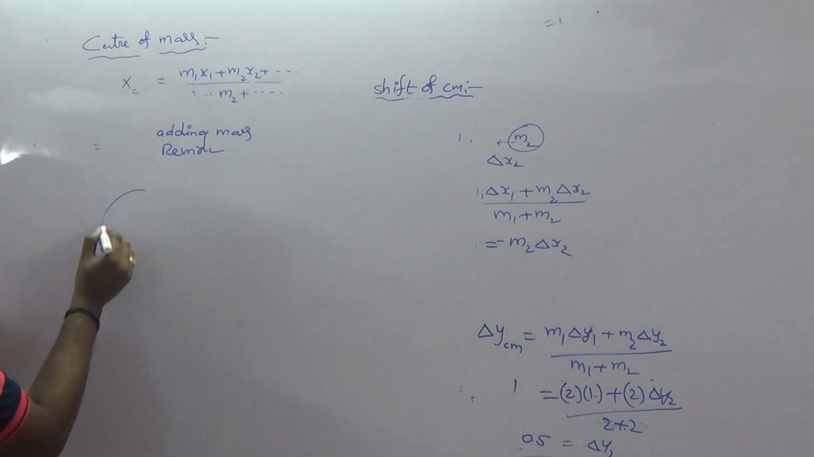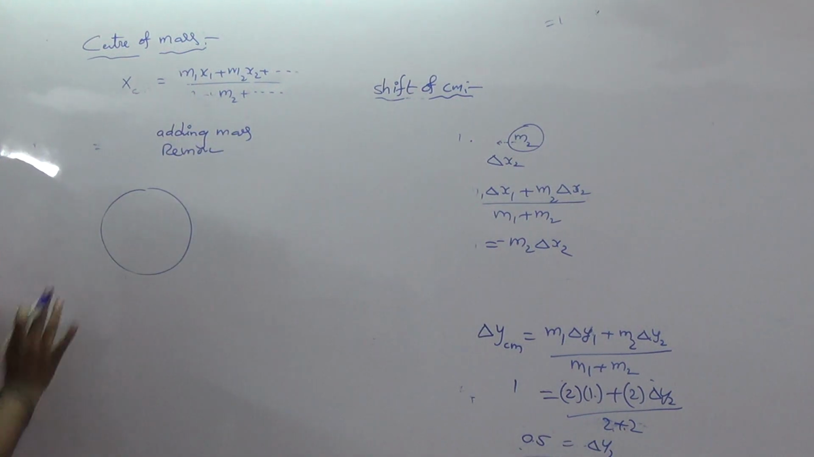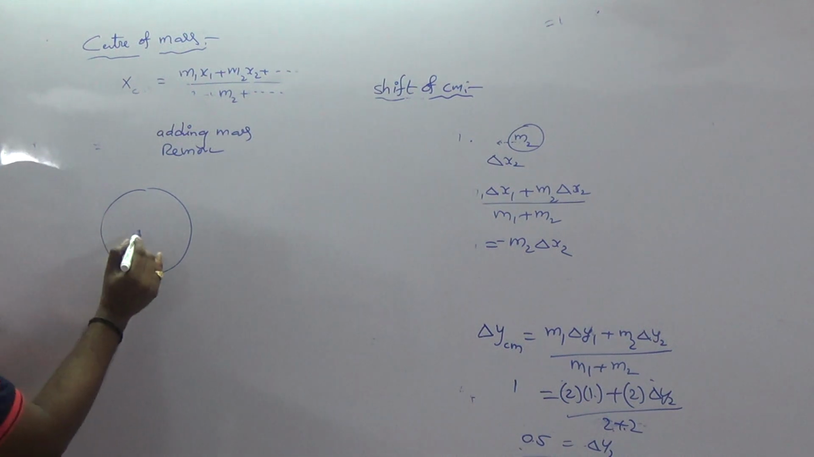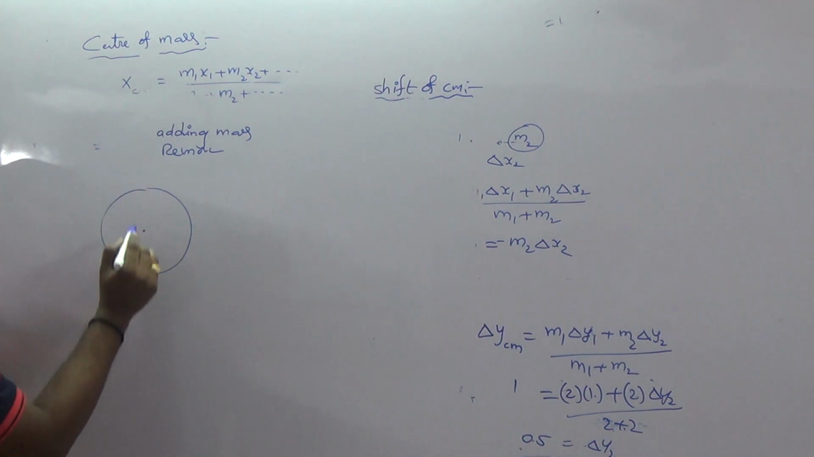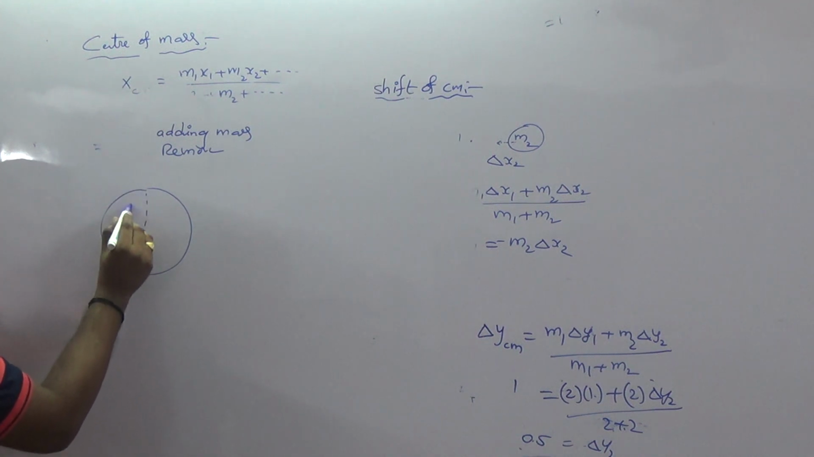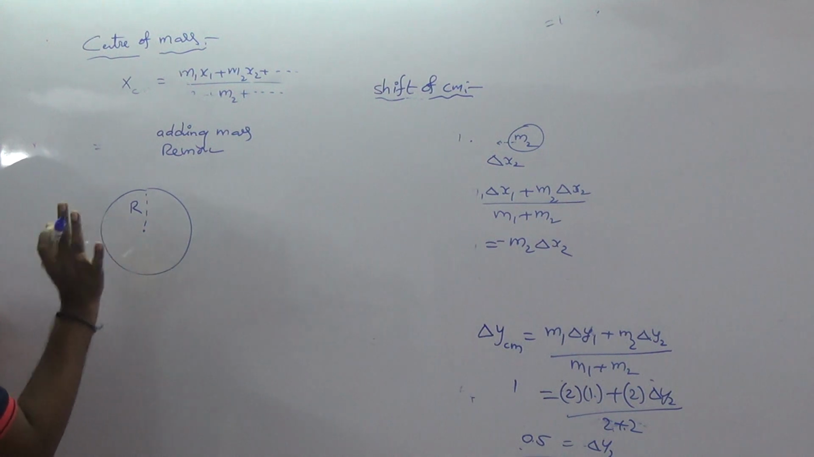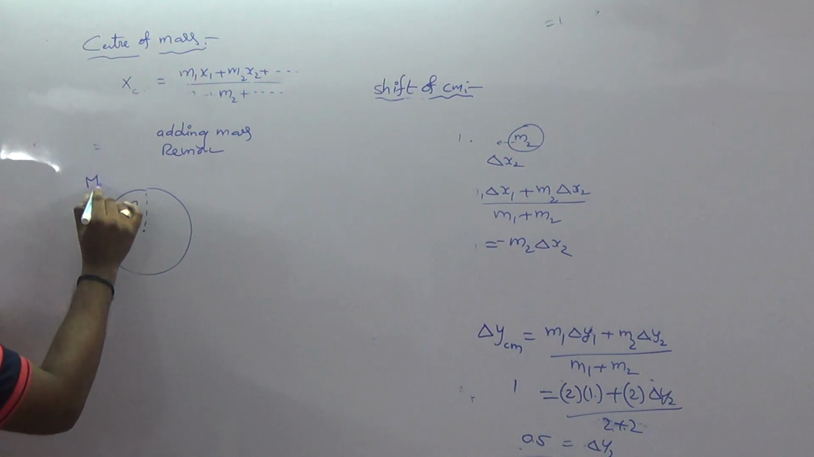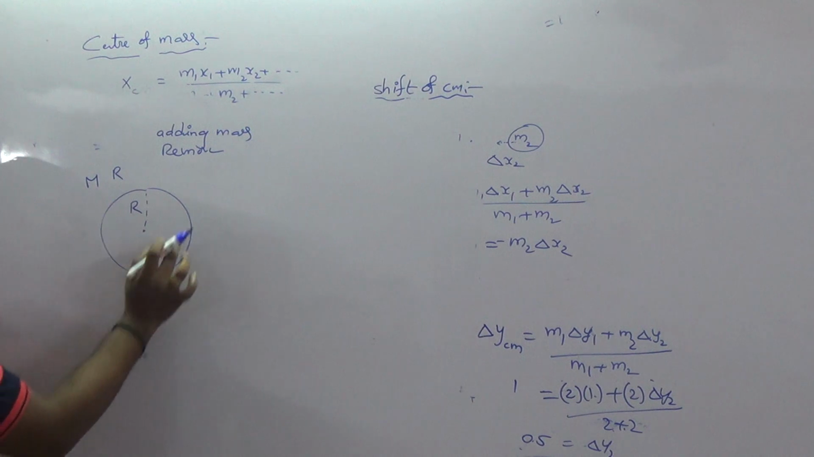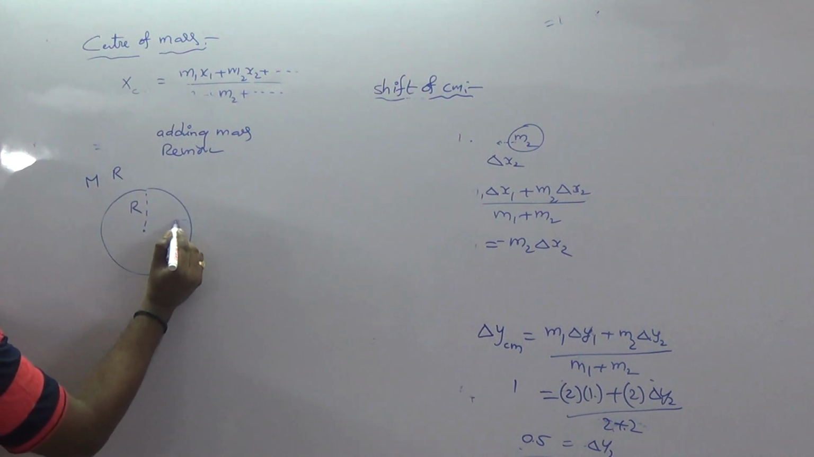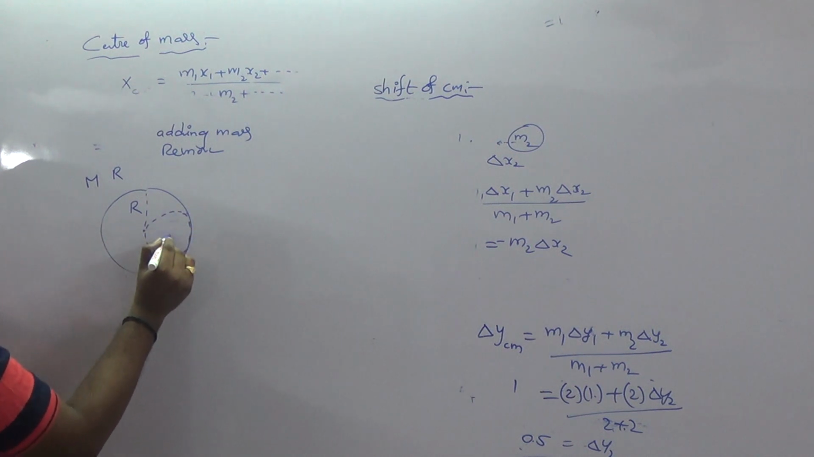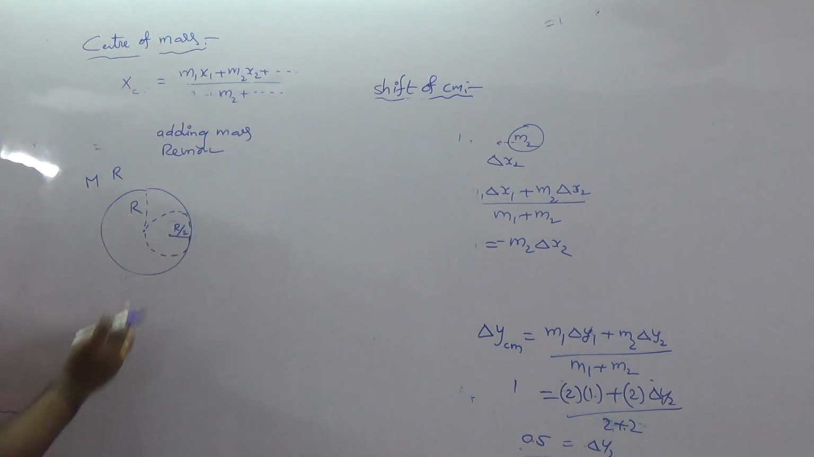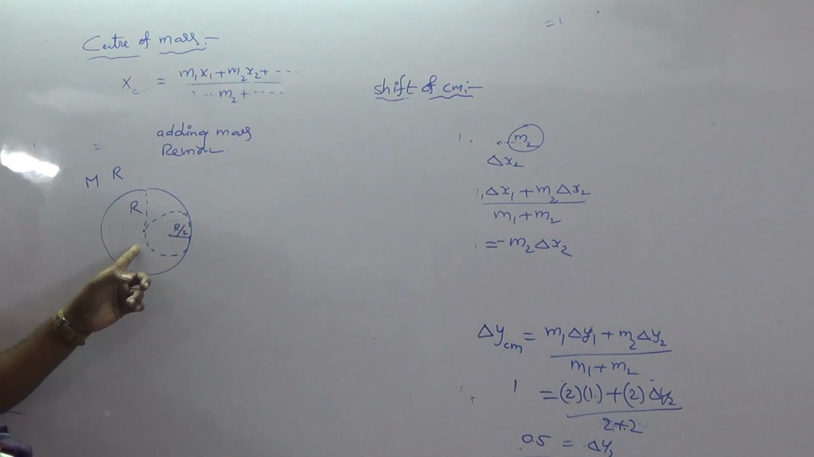For example, just consider a ring or disc. Its center of mass is exactly at its center. The radius of the disc I am taking as R. From this disc of mass m and radius R, a small disc of radius R by 2 is removed from this disc.